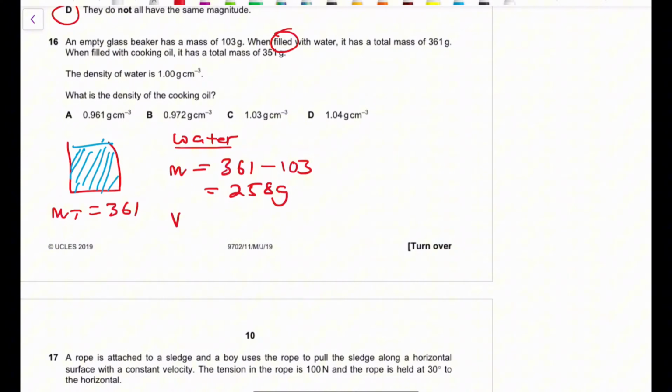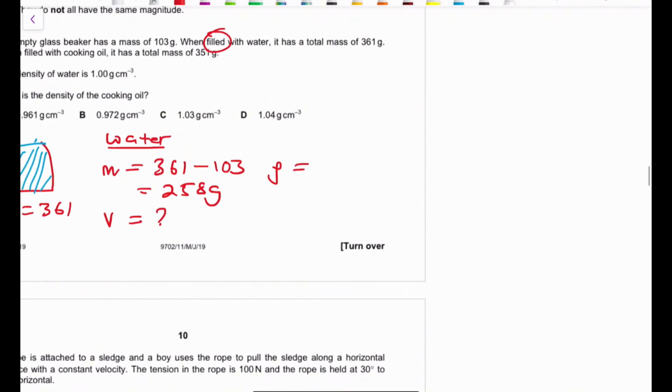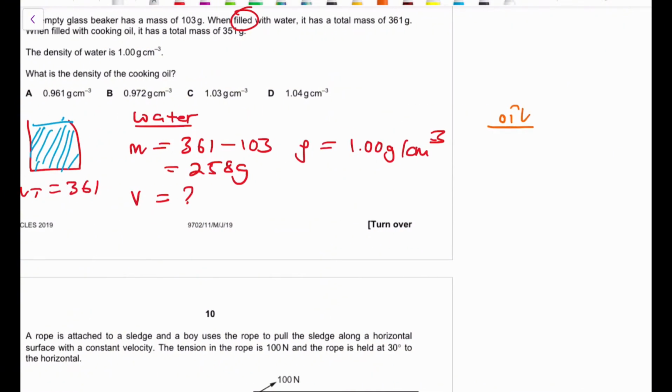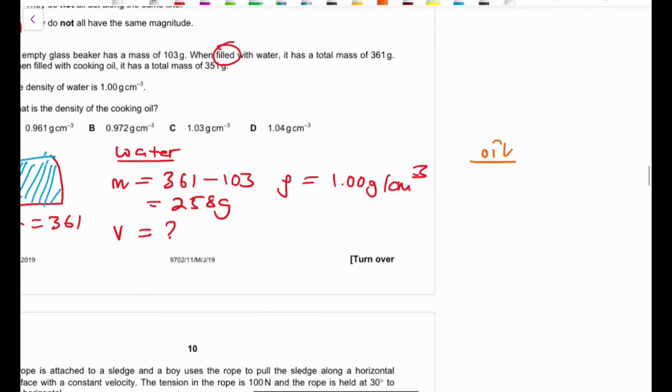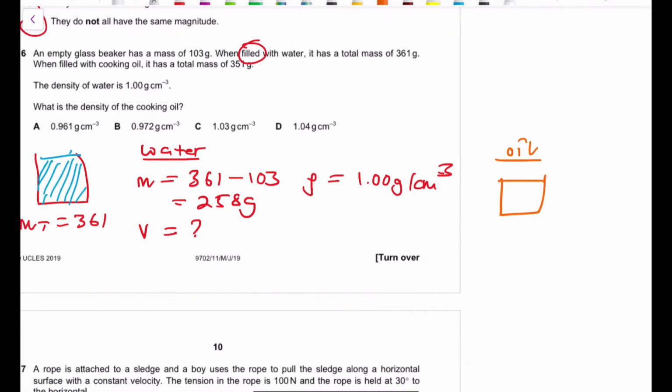What is the volume of water? The volume of water, we don't quite know, right? But we do know the density of water, which is going to be 1.00 grams per dm cubed. Okay, now we move on to cooking oil. When you fill it with cooking oil, it's going to have a total mass. It's now filled with oil, but again, the volume has to be the same. If water occupied one specific volume, cooking oil is going to occupy that same volume, right? Basically. So from here, we know that density is equal to the mass divided by the volume.